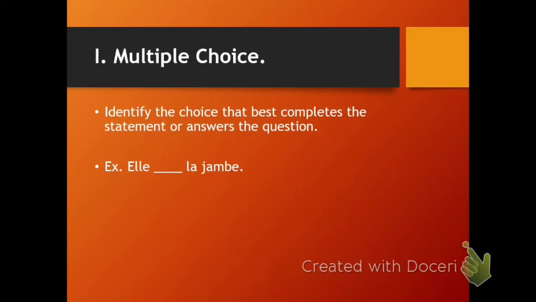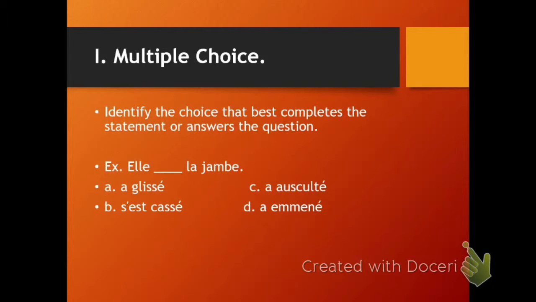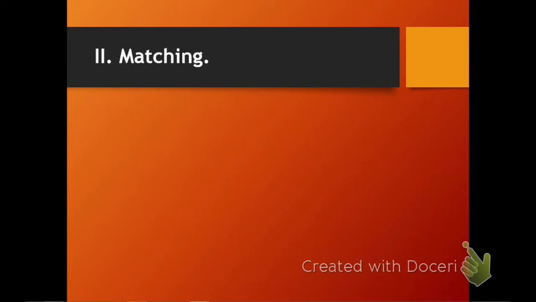So, for example, elle blinque la jambe. Would our answers be A, à glisser, B, s'est cassé, C, à ausculter, or D, à emmener? If you said B, s'est cassé, you would be correct. Okay, on to our next slide.